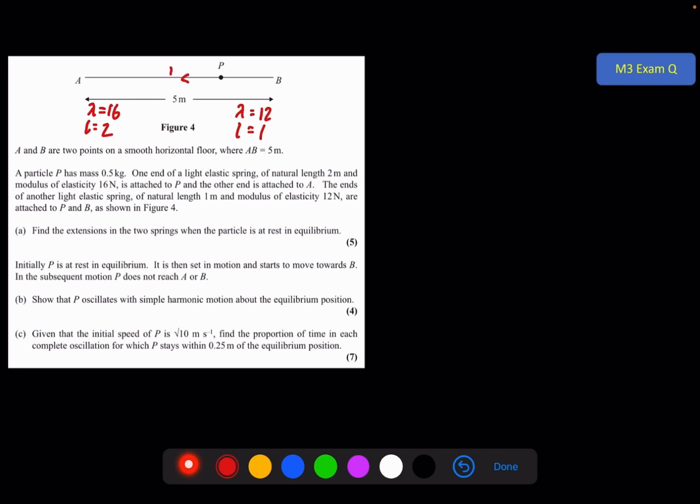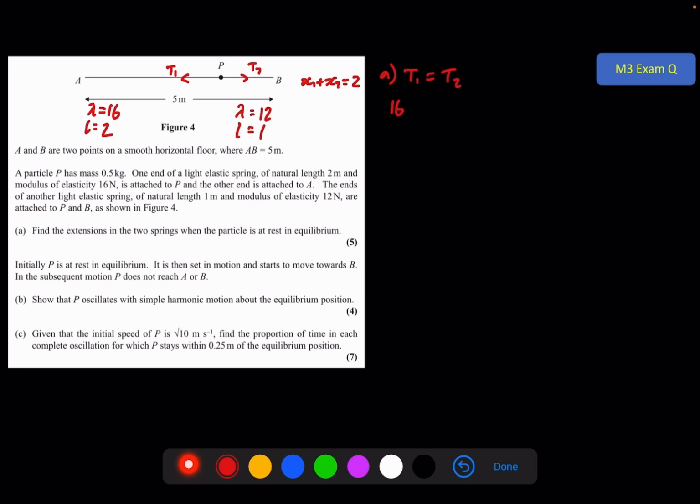So we've got T1 here, T2 here. So in this state, both of them must be extended. And the key point that connects those two extensions is that x1 plus x2 must equal the remaining length. We've got 5 there, 1 here, 2 here. So the extensions together must account for 2 meters. If it's in equilibrium, we also know that T1 equals T2. So for part A, we've got T1 equals T2.